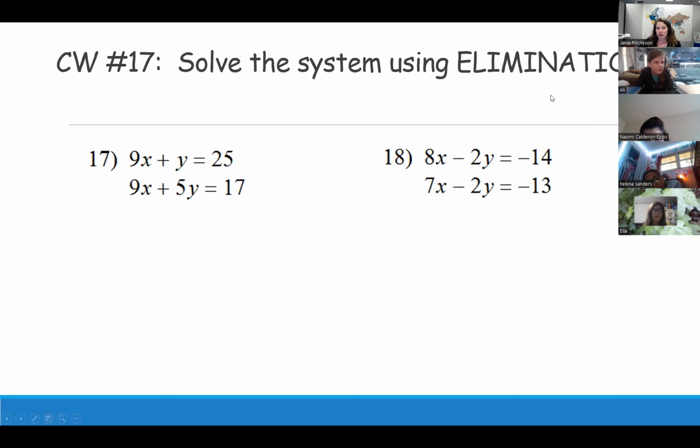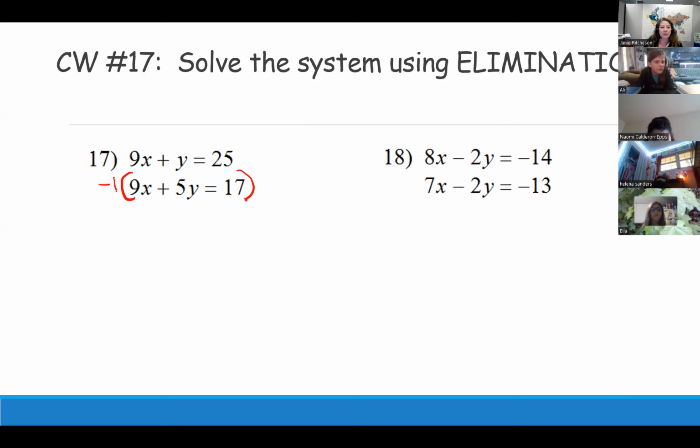All right, so on these, since we don't have opposite pairs, we're looking for at least the same coefficient. So number 17, I have the same coefficient, 9x and 9x. And on 18, the y's have the same coefficient, right? So if they're both positive, I have to make one negative. And like on 18, these are both negative, which means I need to make one of them positive, right? It doesn't matter which one you change. I know that the only thing that can cancel out a 9x is a negative 9x.